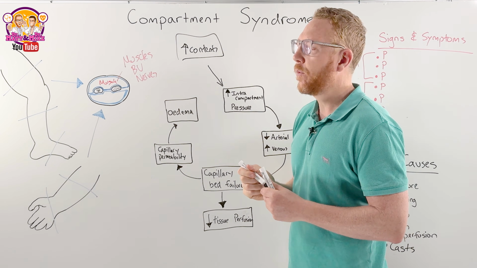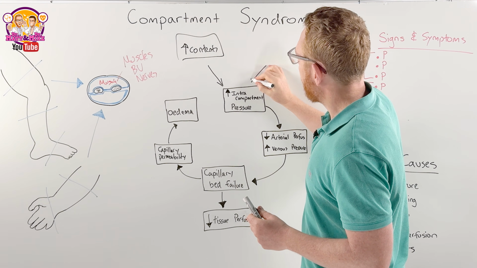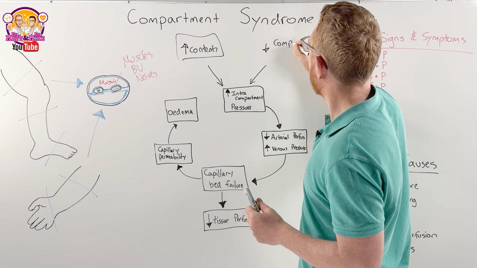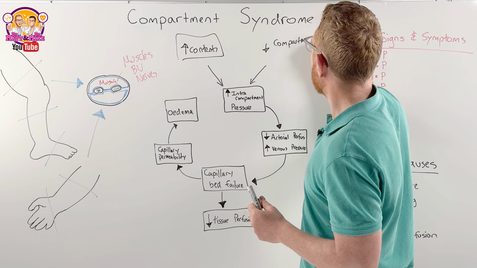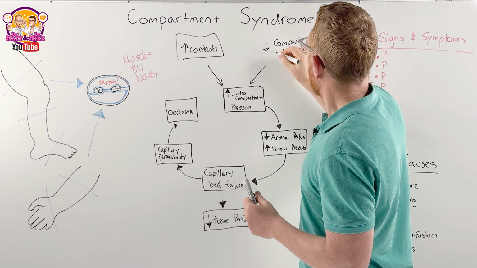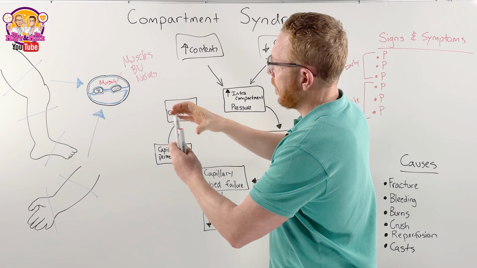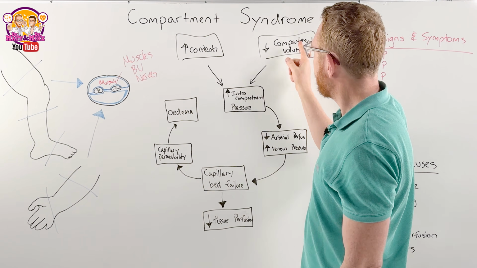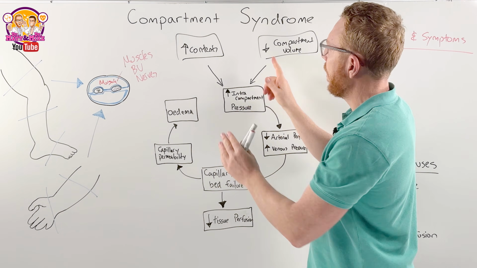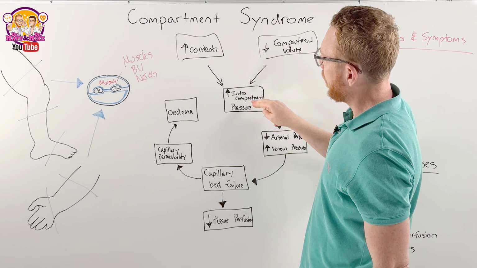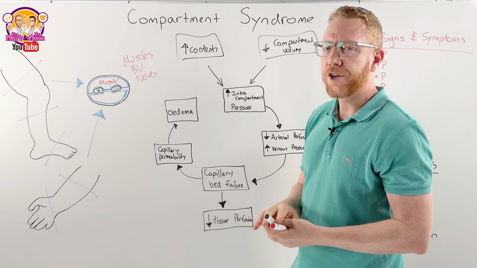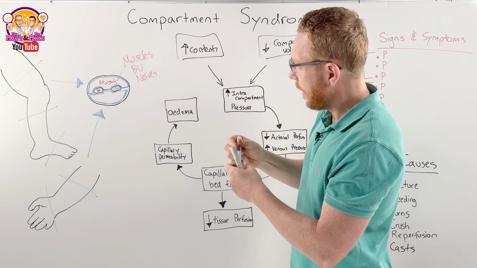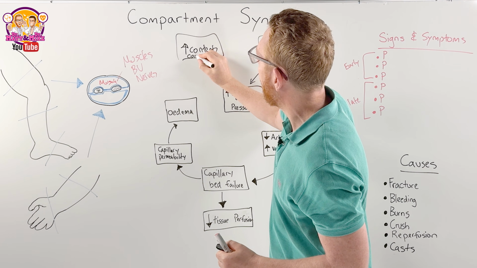I'll get to that in a second, what they are likely to be. The other is we have a decrease in compartment volume. What that means is something is restricting it even more, so almost squashing it down. So either one of these will lead to an increased compartment pressure. Let's go through something that increases the content in the compartment.